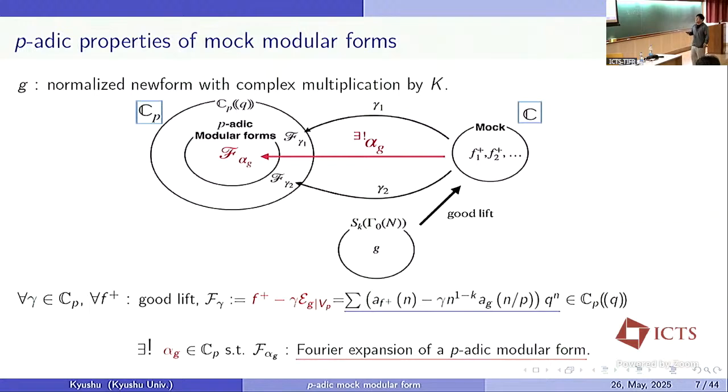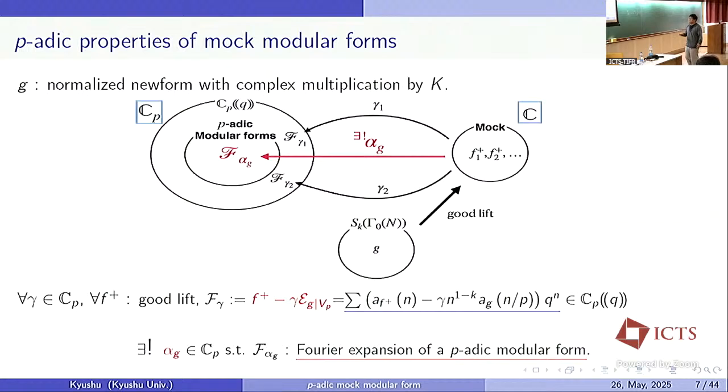Okay? So therefore, for any p-adic number γ and for any good lift F plus, we can define the p-adic constant like this. And here ε_{g,p} is the Hida integral of g, p. Okay. This is a formal power series defined over C_p.